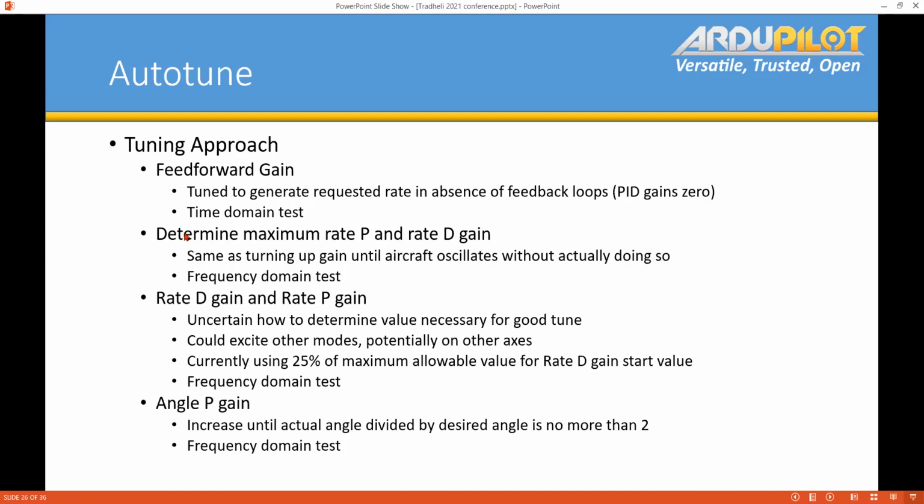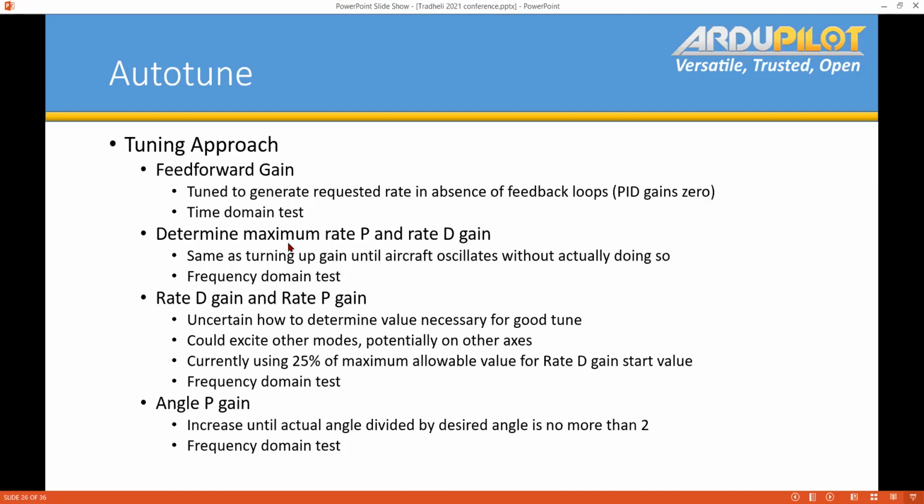And so here's a little black magic, right? We want to determine what the maximum rate P and maximum rate D gain is. When we go out and tune our helicopters, or any vehicle, one of the scariest things you're doing, and most users would deem it scary, is to increase your rate P or your rate D gain until the aircraft starts oscillating, right? That can be a little unnerving for some folks. But you don't have to do that.